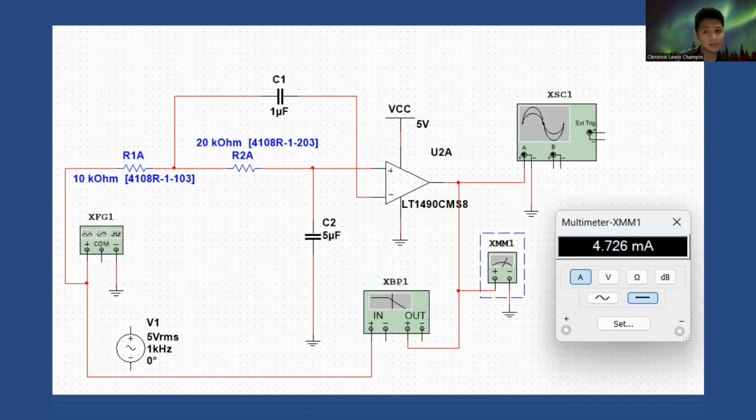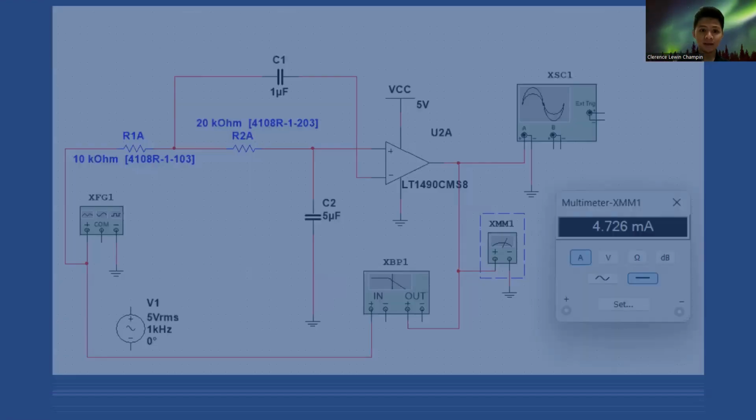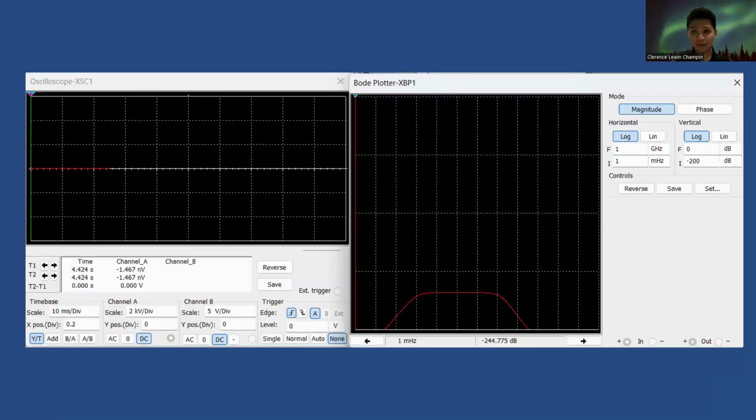We changed the power supply and tried changing the component values. This is not the best due to time constraints, but it is a good finding that we were able to get and research on. From the simulation, of course, we use both the oscilloscope and also the Bode plotter.